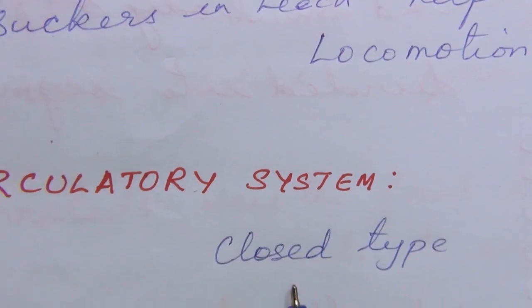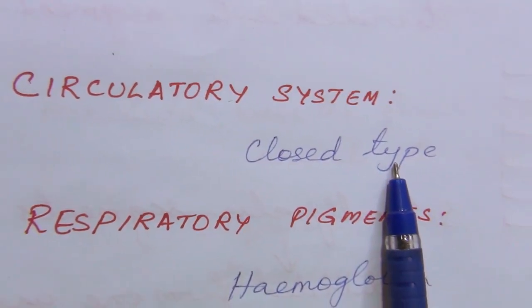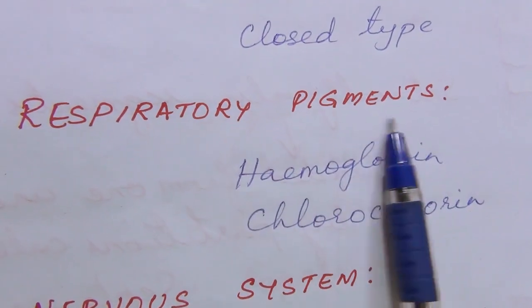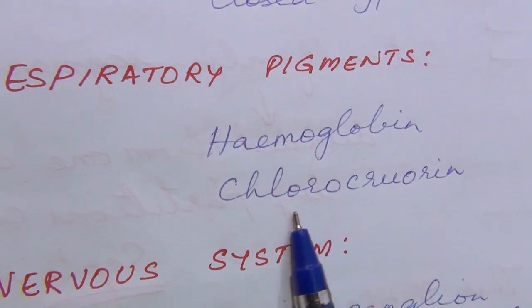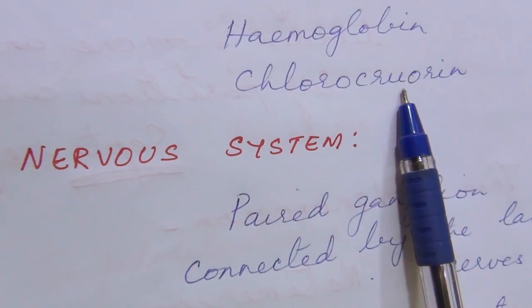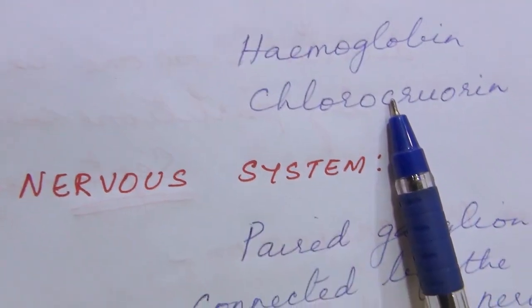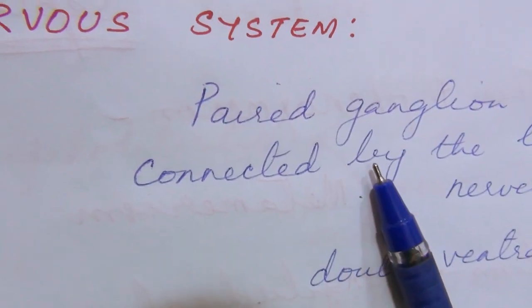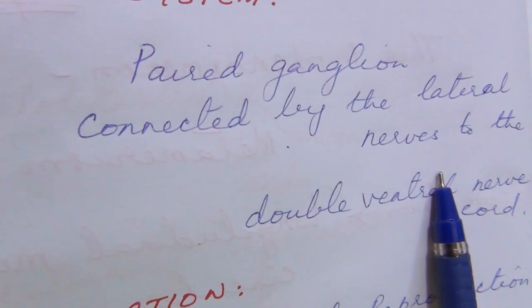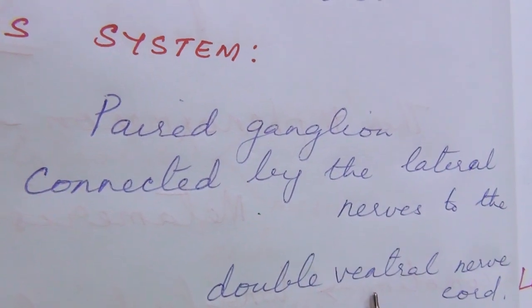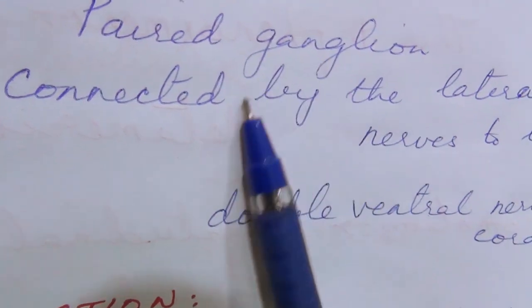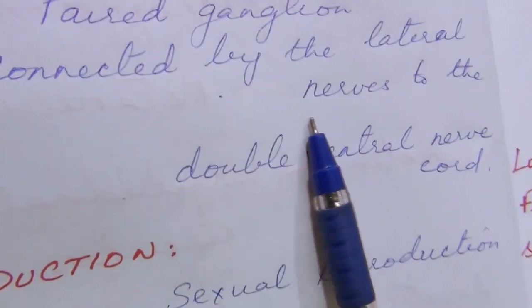Coming to the circulatory system, it is a closed type, as in lower forms of animals, we have seen already. And the respiratory pigments are hemoglobin and chlorocruorin. These are the respiratory pigments that are helpful in the annelids. And the nervous system has paired ganglia connected by lateral nerves to the double ventral nerve. This also we have seen in leech, children. And even in the earthworm last year we learnt this, isn't it?